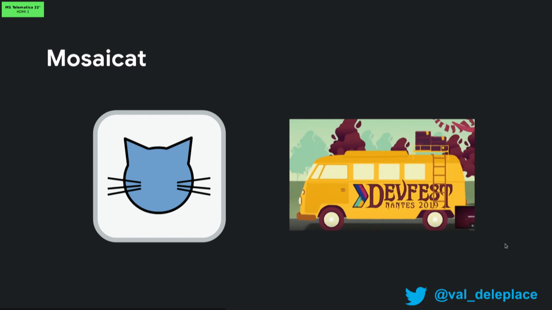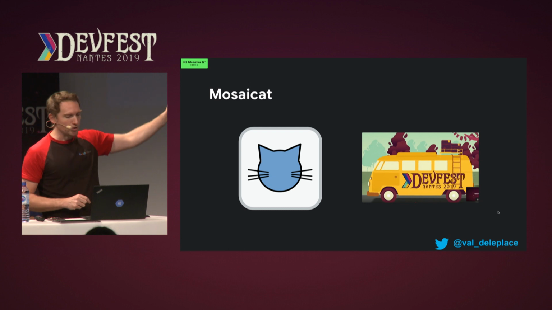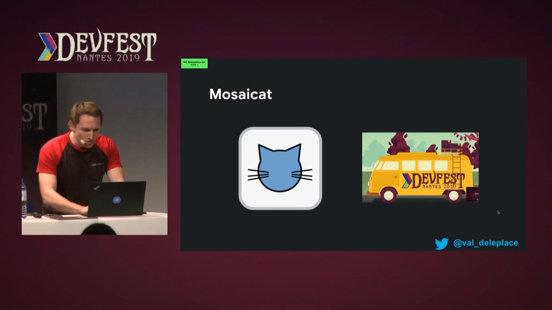Here is a demo of a CPU and memory-intensive web app written in Go. It creates a mosaic in which each tile is a colored cat. My input image is the DevFest bus, and the little cat was drawn by myself.